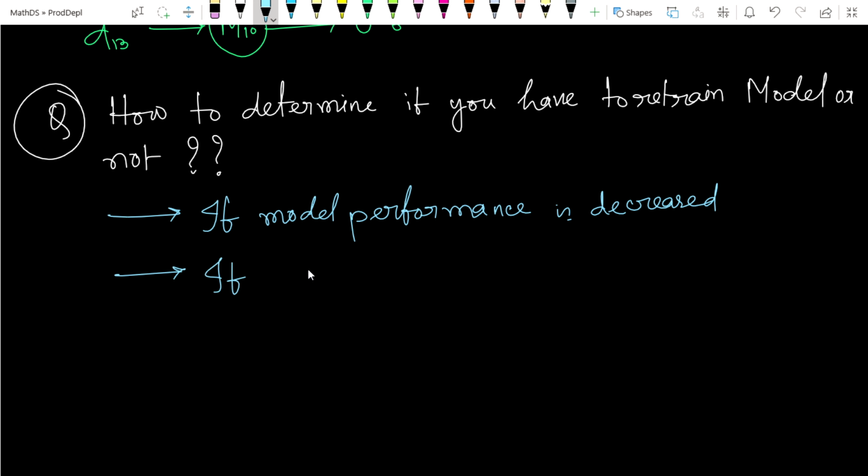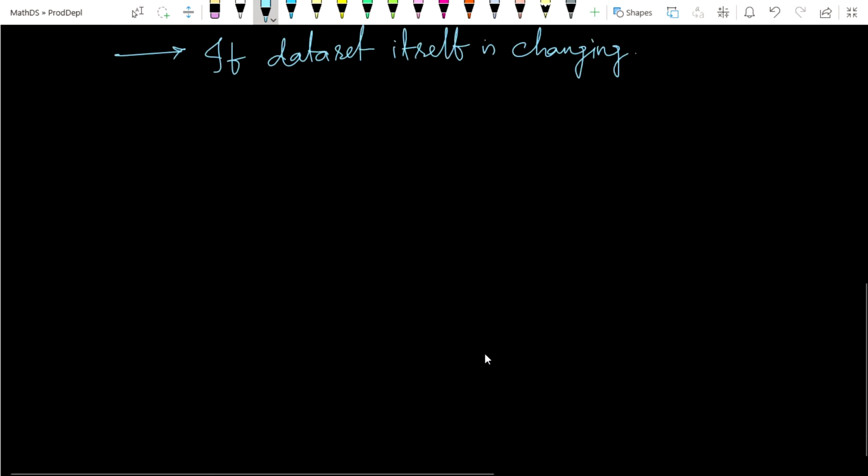If the data set itself is changing, then we have to retrain it. Okay, now let's see how we know whether this data set is changing or not.